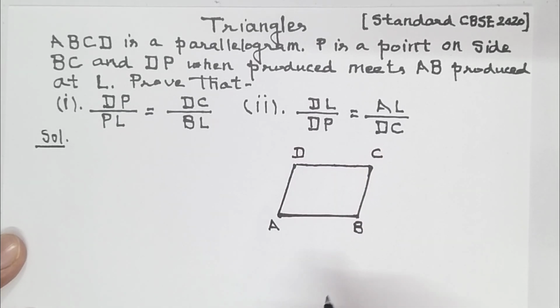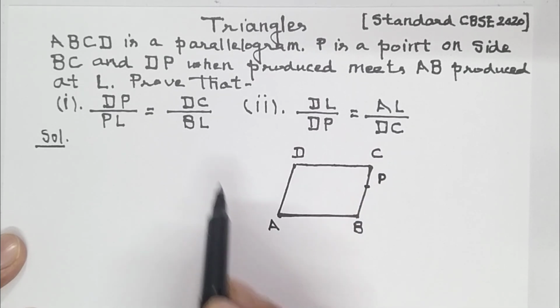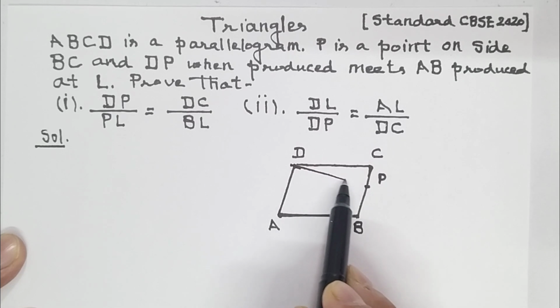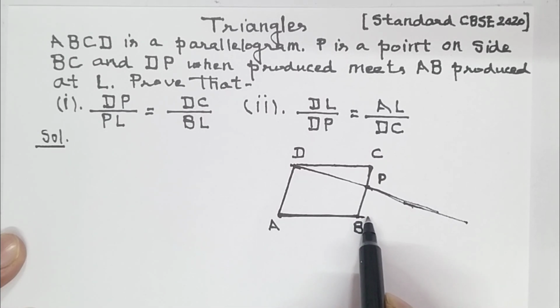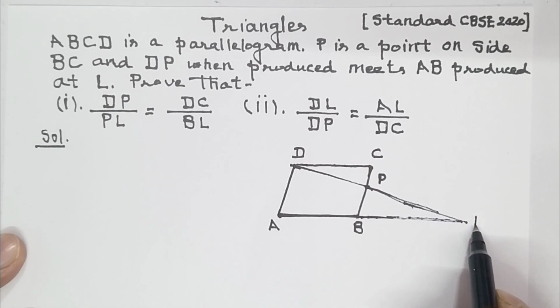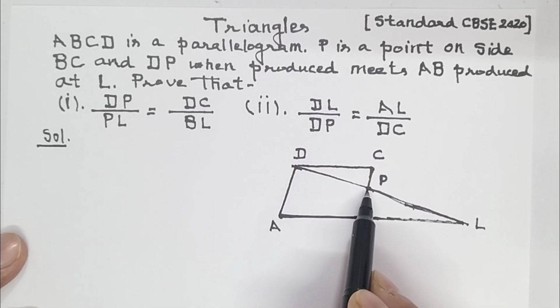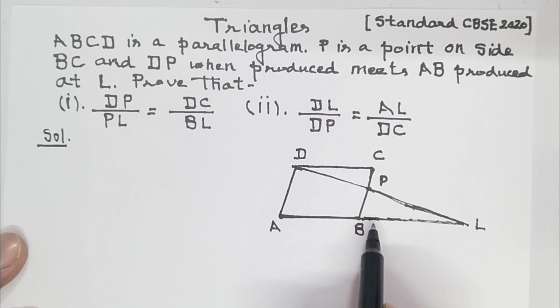Further it is written P is a point on the side BC. Let here is the point P, and DP when produced meets AB. So DP when it is produced, it meets AB at which point? L point. So you can see here that AB is also produced and DP is also produced, then they are all meeting at point L. So you need to prove that DP upon PL is equal to DC upon BL.